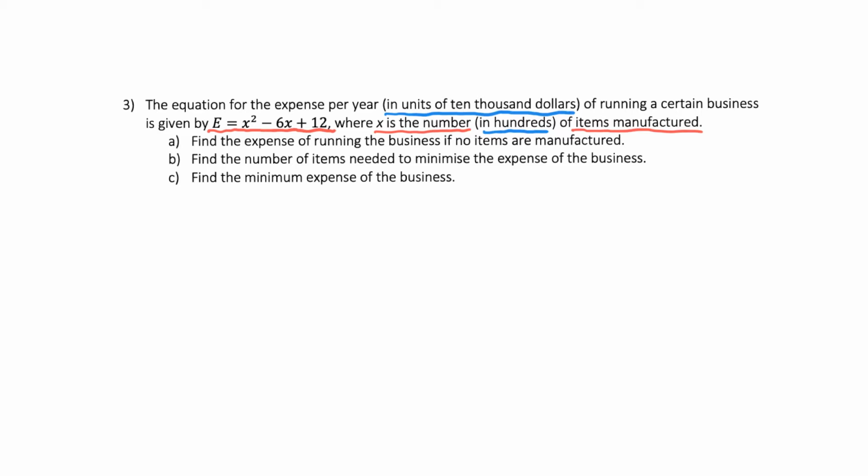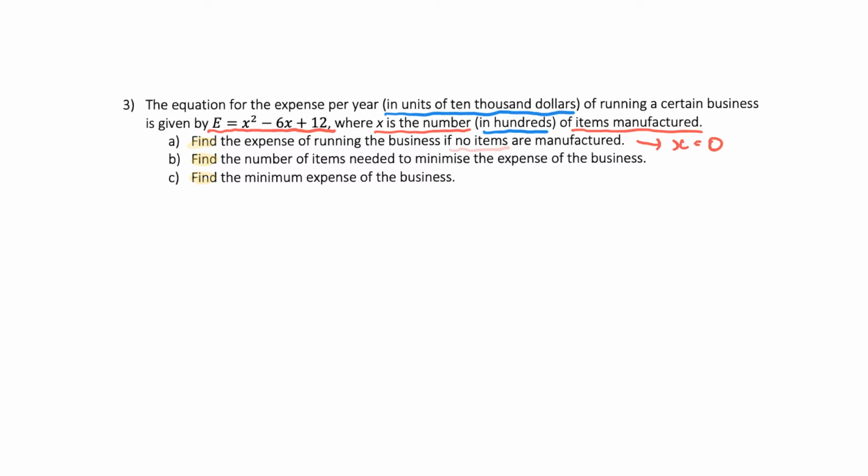Okay, let's break this actual problem down a bit more and see what we've got to do. Our key verbs. Right the way through, we have find. The first one says find the expense of running the business if no items are manufactured. So this is when we're going to have to substitute for x being 0.